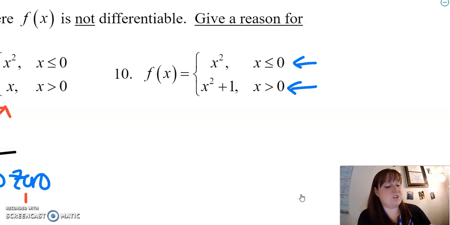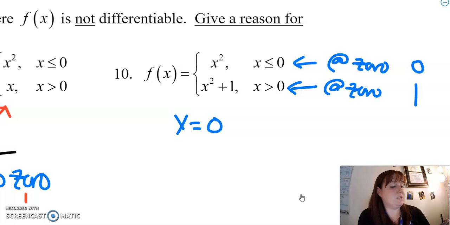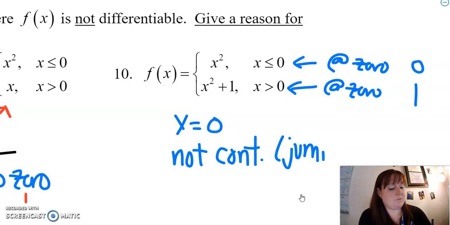This first function at 0 is equal to 0. At 0, this function is equal to 1. So these functions are not even continuous. One of them is a parabola that goes to the origin, and the other is a parabola that's shifted up 1. So these are not continuous, so this is not differentiable at x equals 0 because it is not continuous. And we can put because there's a jump.